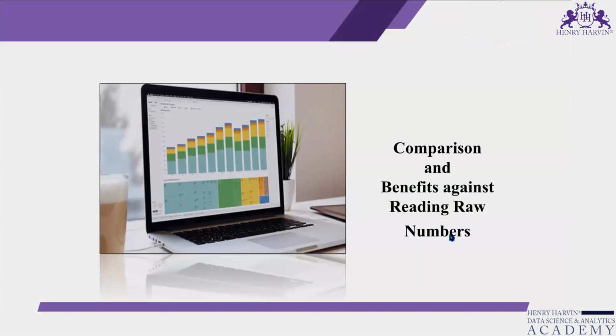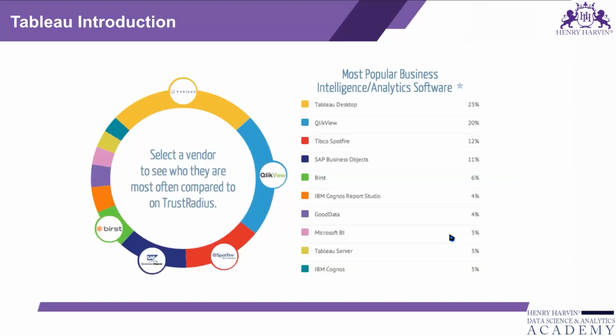Now let's start with comparison and benefits against reading raw data. Before starting with that, let's see what the most popular business intelligence or analytical software is that people use. If you see, 23% of the population just use Tableau Desktop because it provides many more insights and options than just viewing a normal raw set of data. And it's very easy, a drag and drop system that allows you to make your data more visualized and more readable. And the second most, you can view it as QlikView.